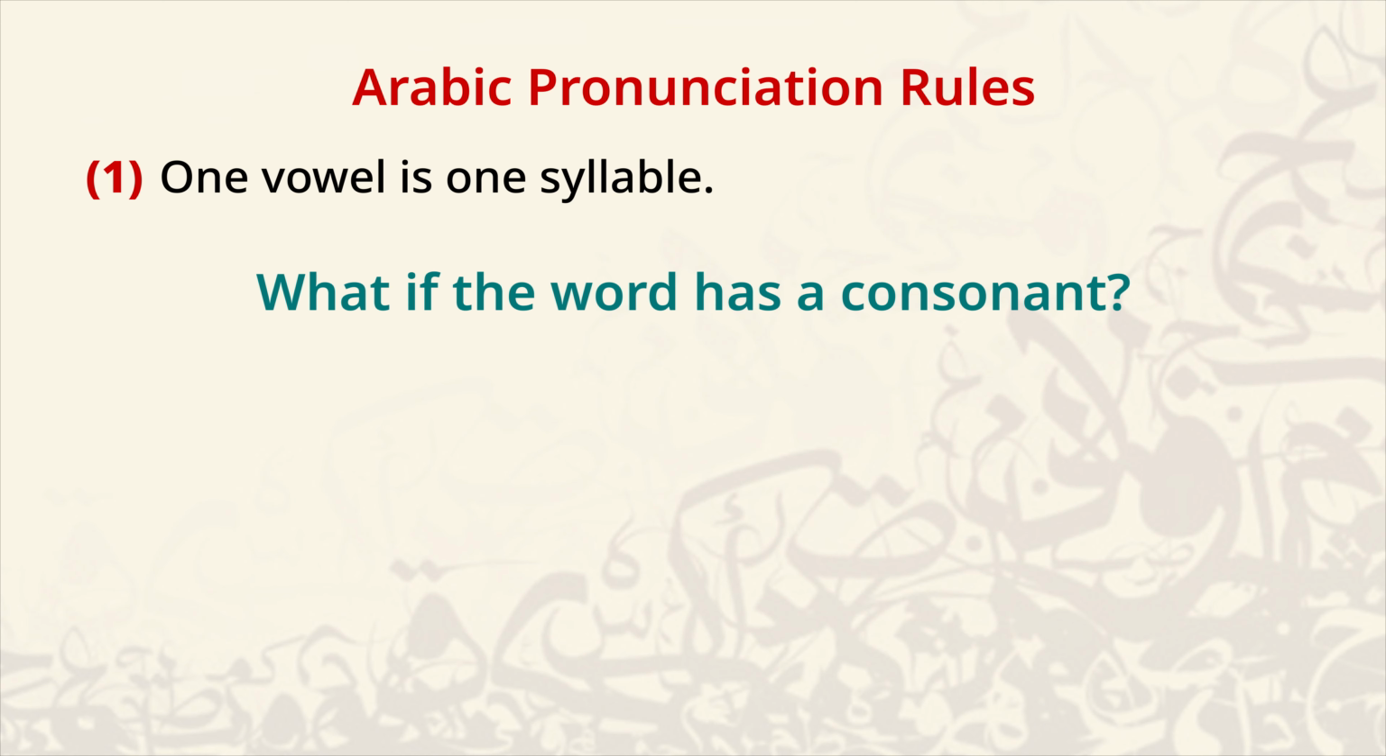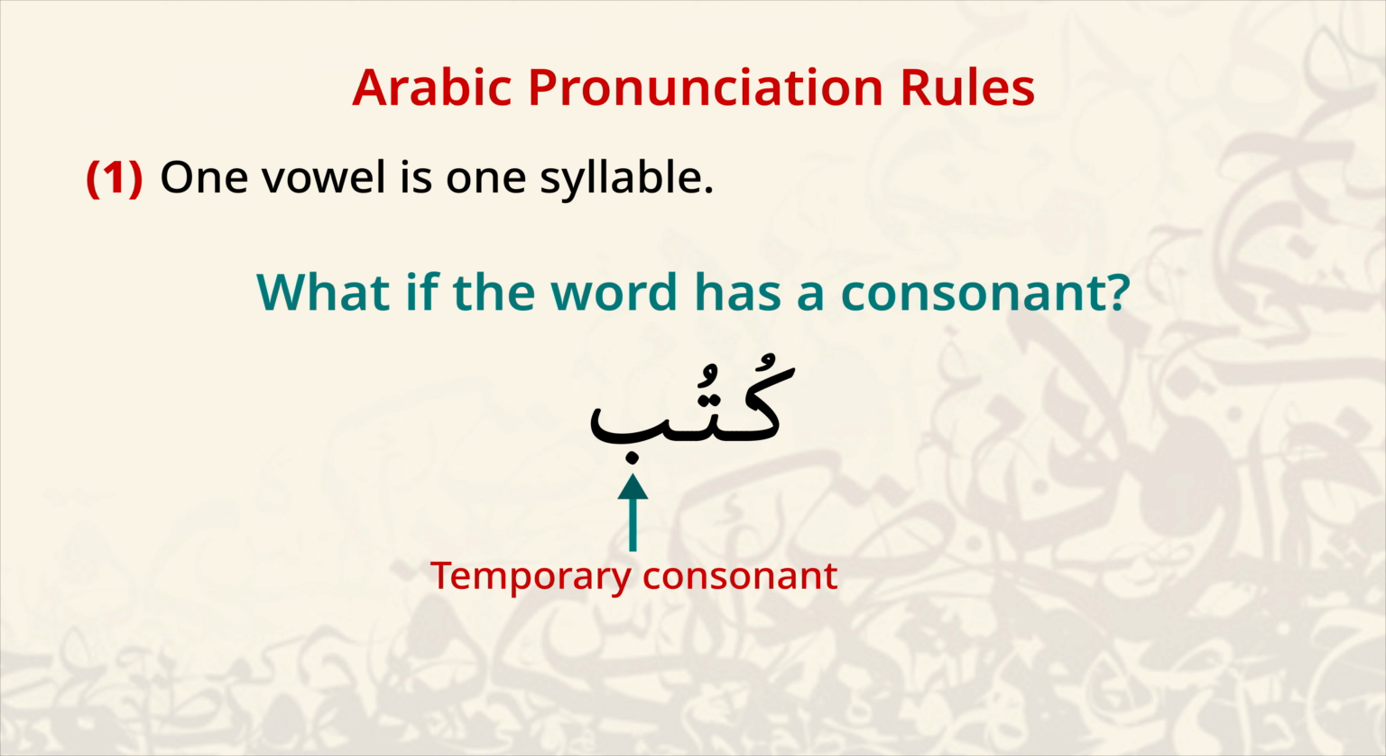Now, here is a question. What if the word contains a consonant? How will we divide it into syllables? We just said one vowel is one syllable. Is it the same case with consonants? For example, this word, take a note, the last letter is temporarily consonant. I didn't give it a label because this word is a noun, and the case ending of nouns depends on its grammatical function. That's why I left it without any ending label.